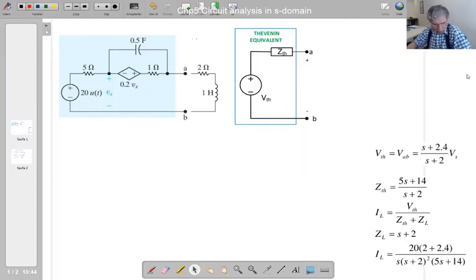that is the circuit that we are dealing with. What we're going to calculate is VTH, that's one of them, and ZTH. Let's calculate VTH first. VTH calculation.